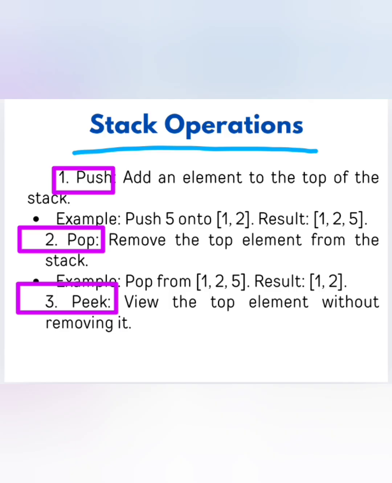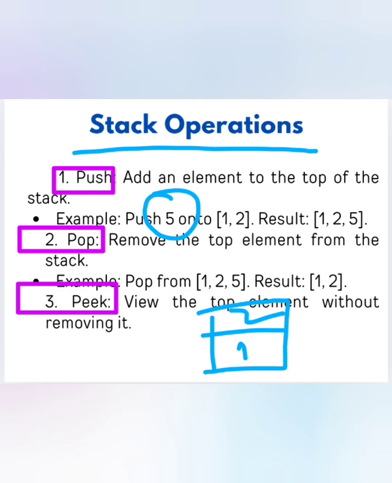The push operation adds an element to the top of the stack. If we want to add a new element at the top of the stack, we use the push operation. For inserting a new element in a stack we use push. For example, push 5: if the stack already has 1 and 2, and we want to insert a new element, 5, we use the push operation.